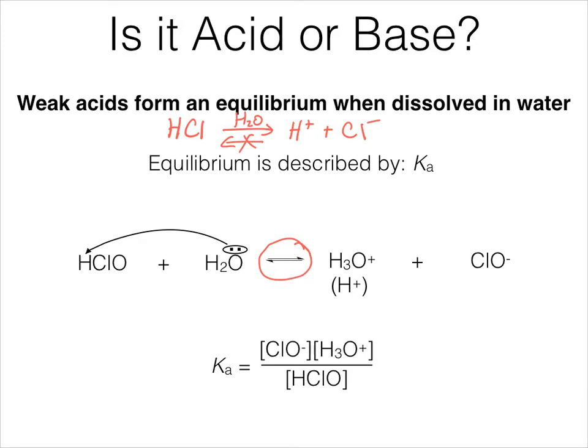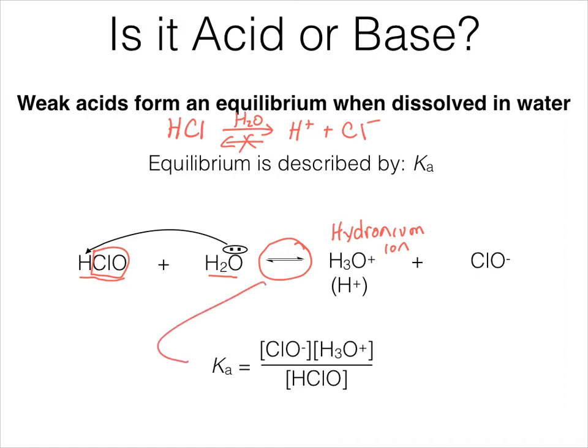And so, for example, when we have HClO dissolved in water, the water acts as a base, in this case a Lewis base, and it steals a proton from this acid. And so what we get at the end is H3O+. This is what's known as the hydronium ion. Hydronium ion and the ClO- ion.